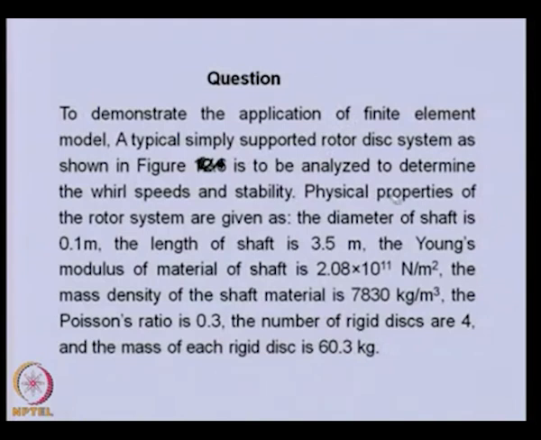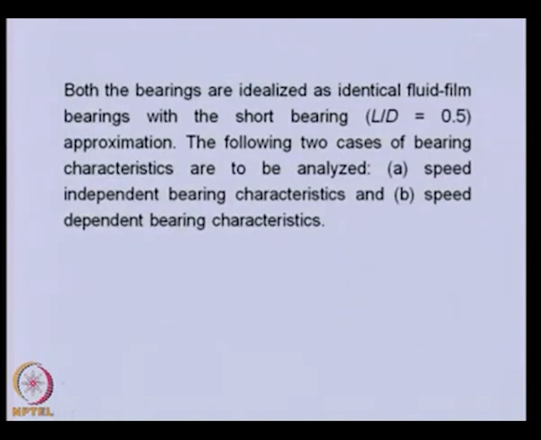Various physical properties of the rotor system are: shaft diameter is 0.1 meter, length of the shaft is 3.5 meter, and material properties are given here: Young's modulus, density, Poisson's ratio. Number of discs is 4, as we have seen in the figure, and they are very heavy discs, 60.3 kg each. Both bearings are linearized and idealized as identical fluid film bearings, and their L by D ratio is 0.5, which we can consider as a short bearing.